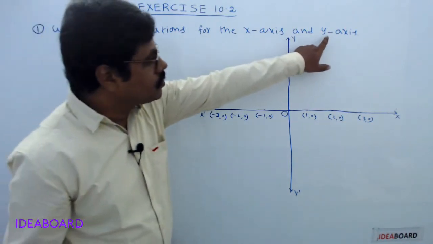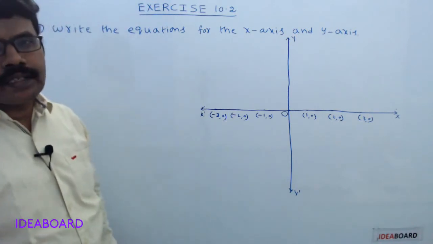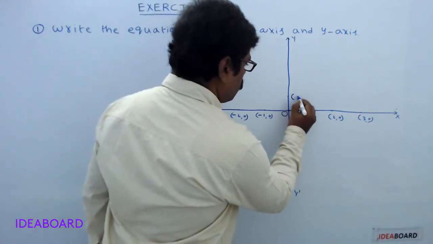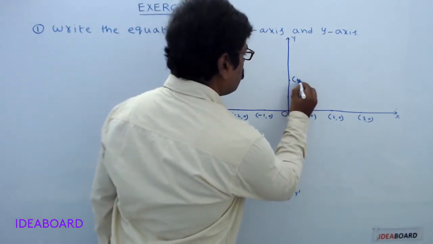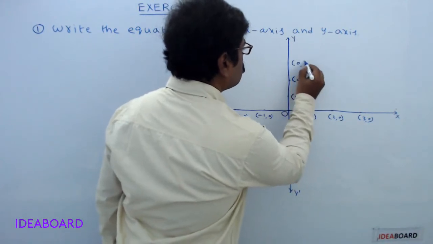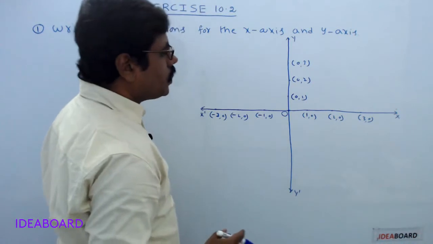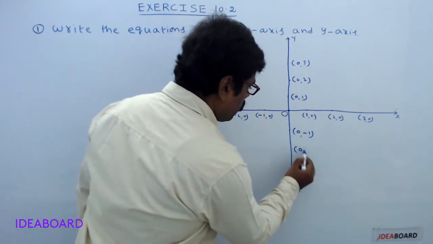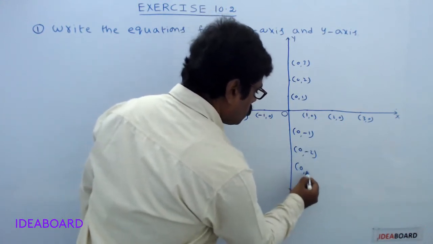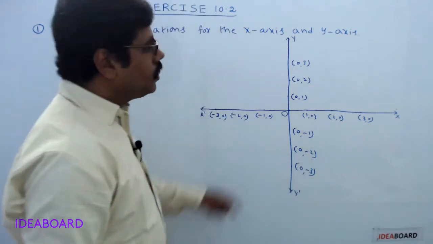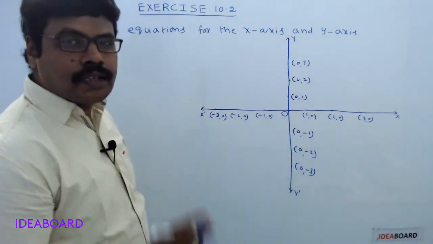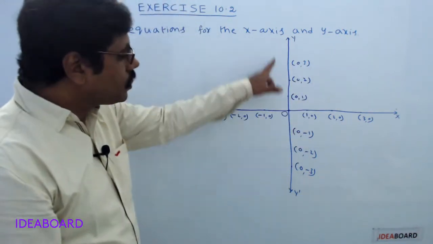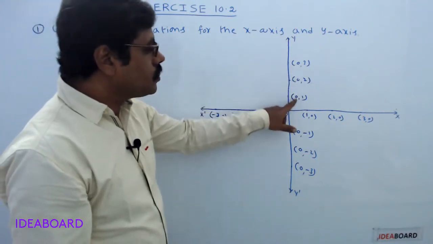Now come to the second part of this problem. We need the equation of y-axis. Now take some points on y-axis. This is the point 0, 1, it is 0, 2, 0, 3. Take some points on negative y-axis also. This is the point 0, -1, 0, -2, 0, -3. If you observe all these points on y-axis, in every point x coordinate value will be 0. So equation of y-axis is x equals to 0.